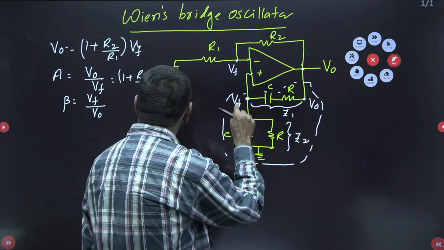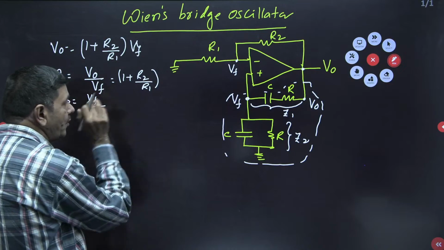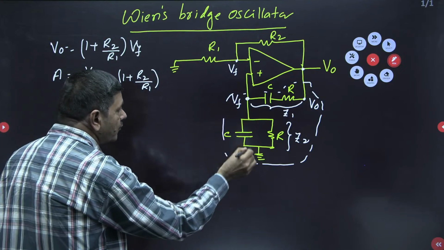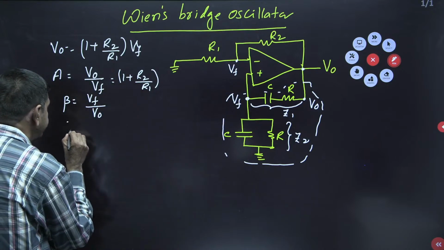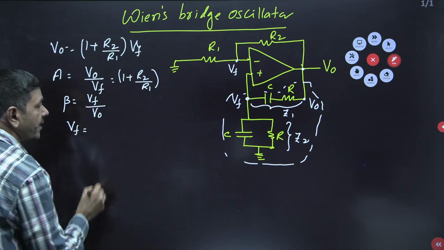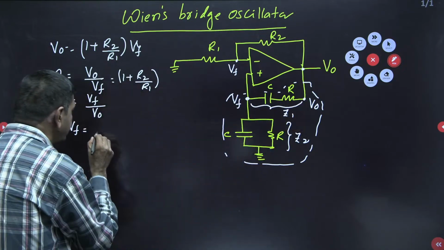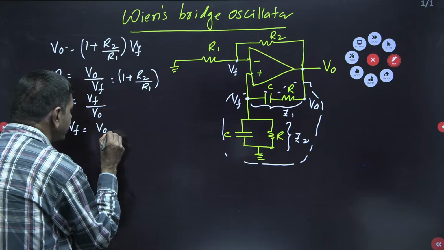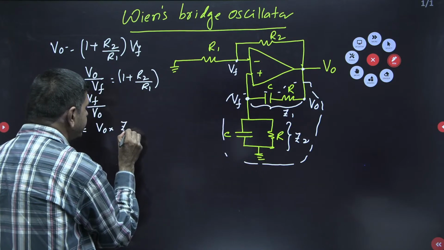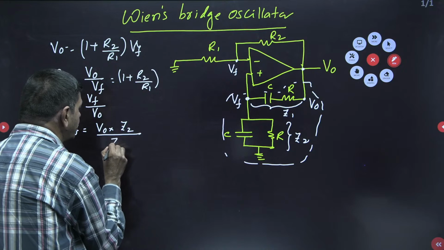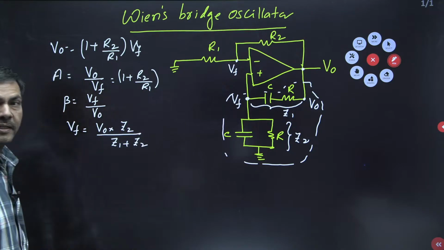What is Vf I asked? Because this ratio is beta. That beta value I want to find. Vf equal to what now? Voltage across this impedance. Vf equal to, according to the voltage divider formula, V naught into, what can I write? Z2 by Z1 plus Z2.